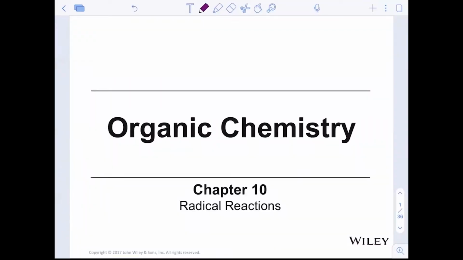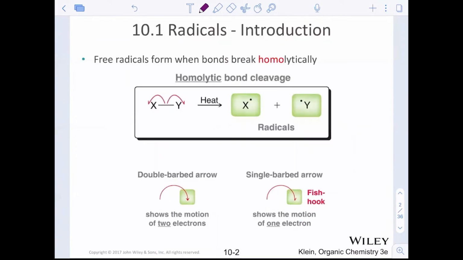All right, and welcome to chapter 10. In this chapter, we are going to shift gears a little bit and talk about homolytic bond cleavage with radical reactions. In chapter 10, we want to just do a couple of things. We'll still see some omits, but let's start with section 1 here and just talk about what a radical actually is.